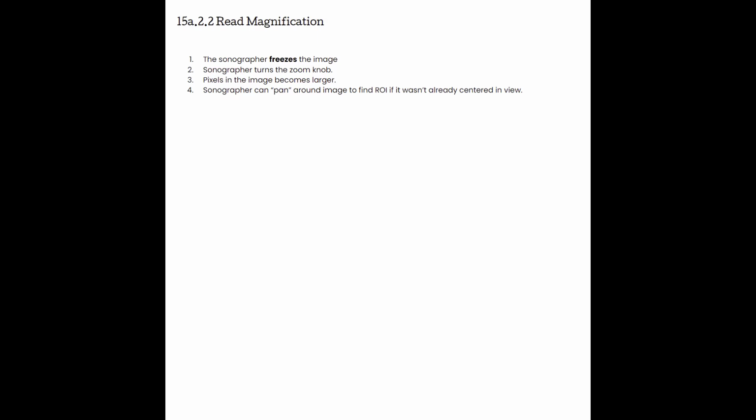Now if you increase your image very large to the point where you can't see everything, you can actually pan around the image to find the area of interest if it wasn't already centered in your view. So the important part about read magnification is that it does not rescan, it just makes your pixels larger. So when we read zoom and it just makes those pixels bigger, the computer is really just reading the image information that's already in the scan converter and changing the size of the pixels. There's no rescanning that occurs during read zoom.